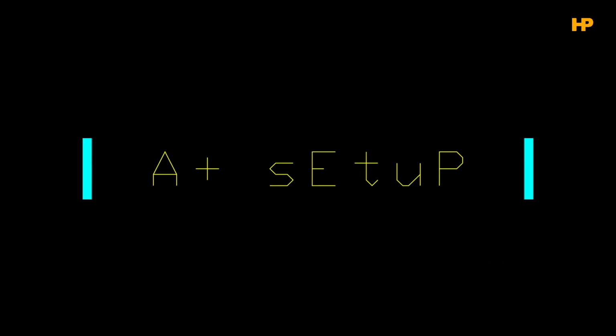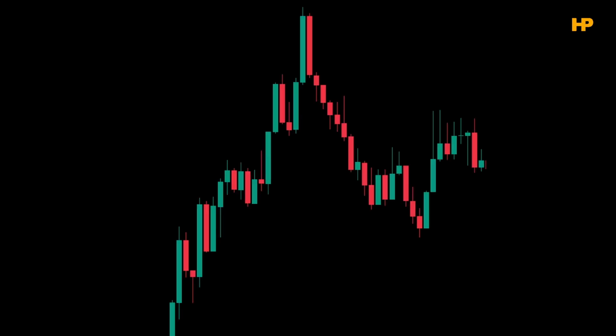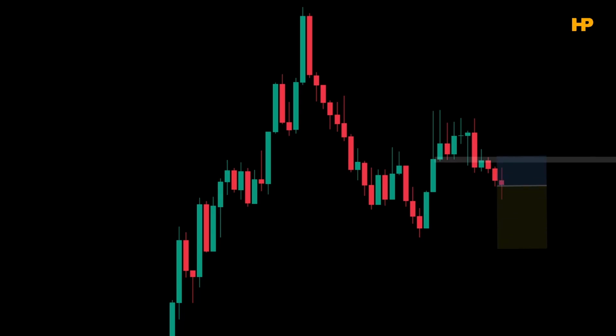Let's see setup number 4, the A plus setup. This is a high probability gem. In a downtrend, a bullish candle forms at support, but stays within the range of the previous bearish candle, which breaks and closed below the support. This bullish candle closed within the previous candle, showing hidden buying strength. Enter a sell trade when the next candle breaks the low of this confirmation candle. Our stop loss is above the confirmation candle.